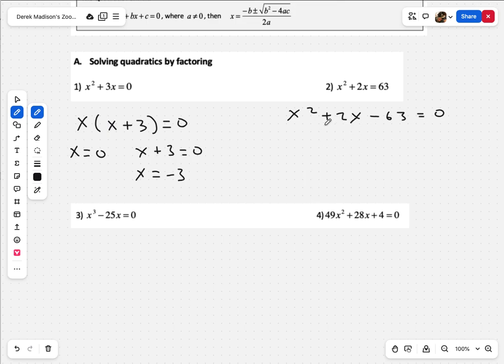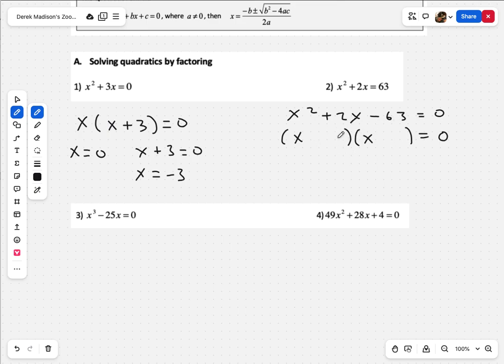And now I can ask myself, are there two numbers that multiply to be negative 63 that I can make add to be 2? And there are. And if you can find those numbers, that means it factors. If those numbers don't exist, that means you're going to use one of the later methods, either completing the square or the quadratic formula. But if it factors, you can just go straight to the answer right here.